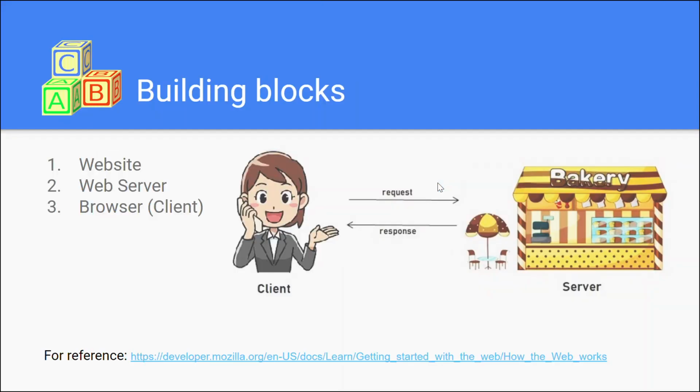So let's begin. The building blocks of a website are how a website basically works. In a website, we have three very basic components: a client, a server, and the website components. Your browser is the client, and the server hosts your website and the components of the website that you are hosting. So these three are the basic components.